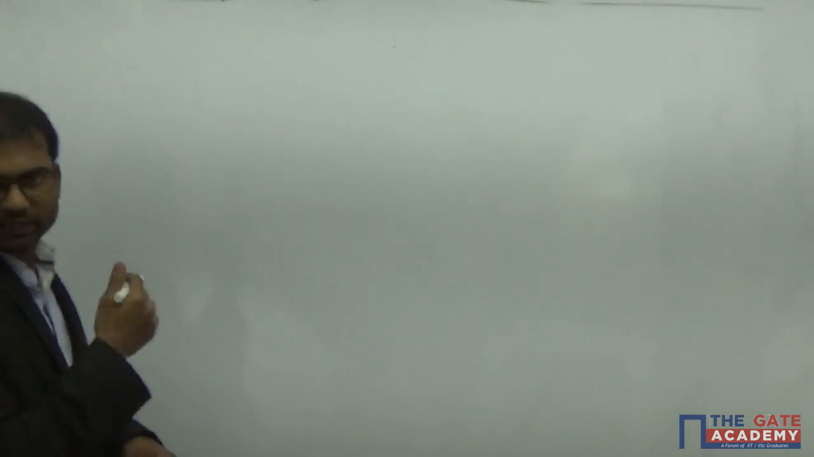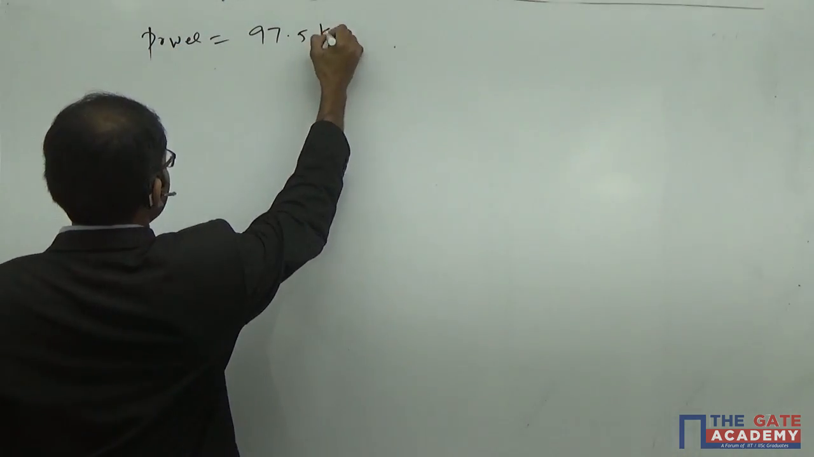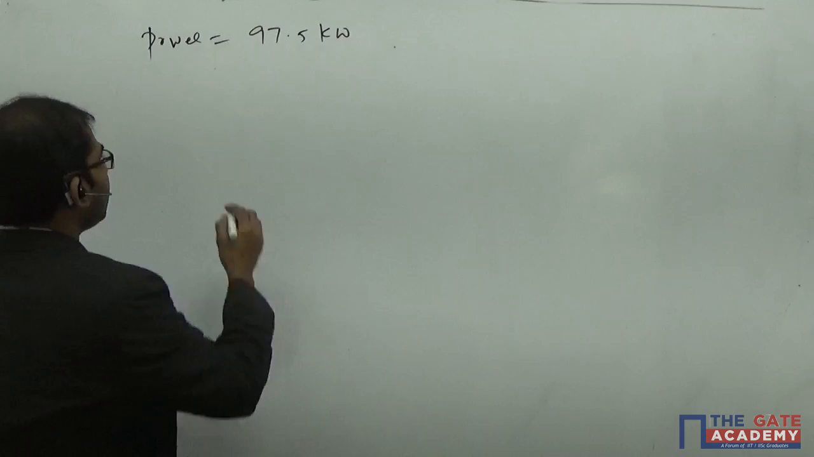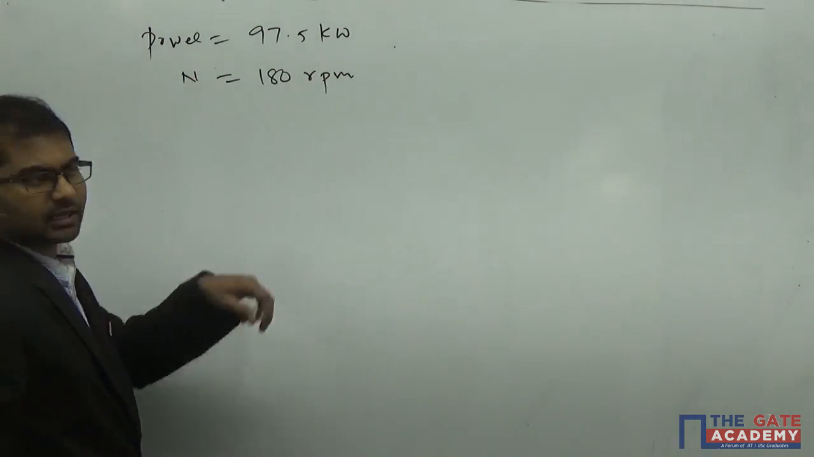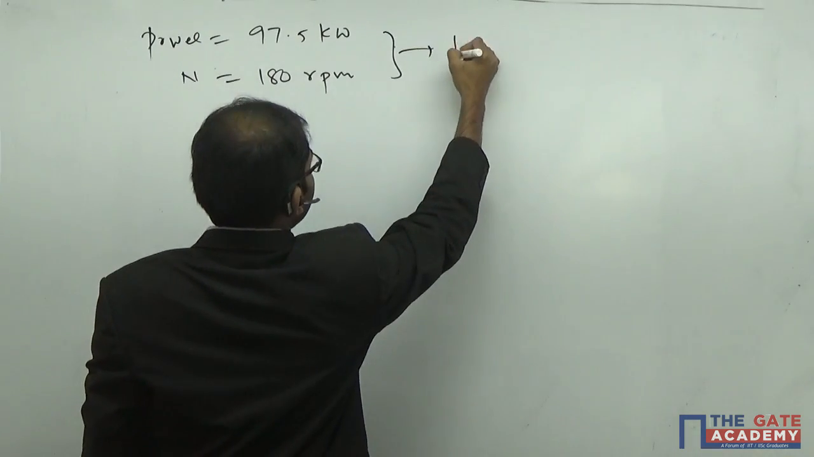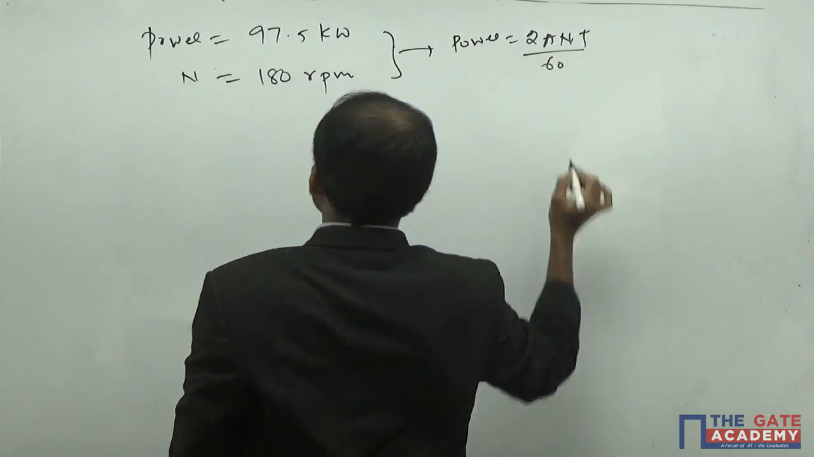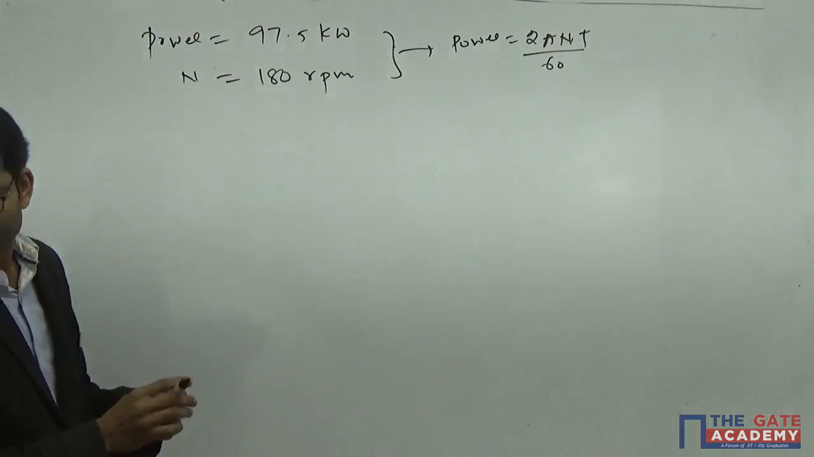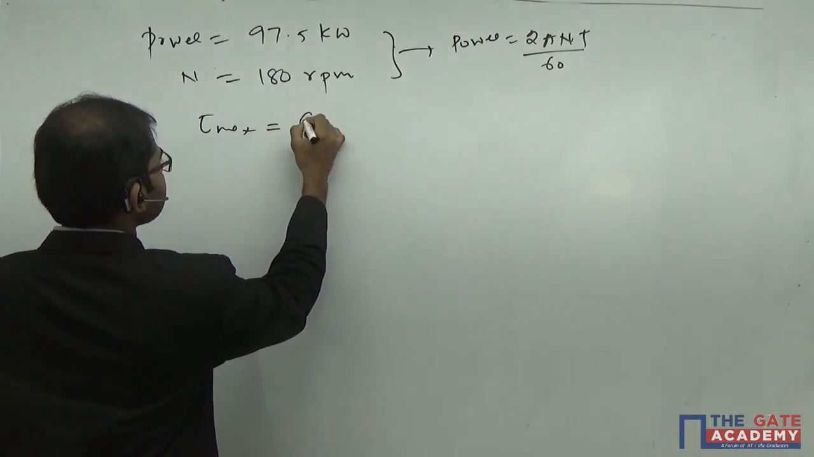First of all, I will take the numerical data given in the question. It's given that a shaft is transmitting a power of 97.5 kilowatts. So power is equal to 97.5 kilowatts, and N is equal to 180 RPM. From this you can easily get the value of torque. Basically, power is equal to 2 pi N T by 60. You can get the value of torque here. Now the remaining part: the allowable shear stress inside the material is such that tau max must not go beyond 60 megapascal.